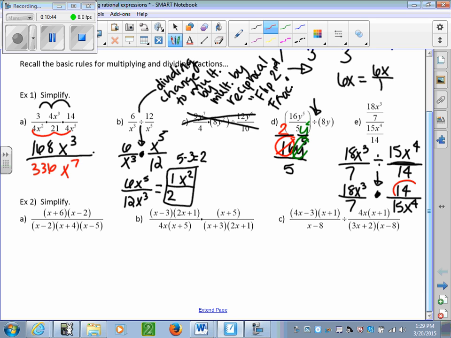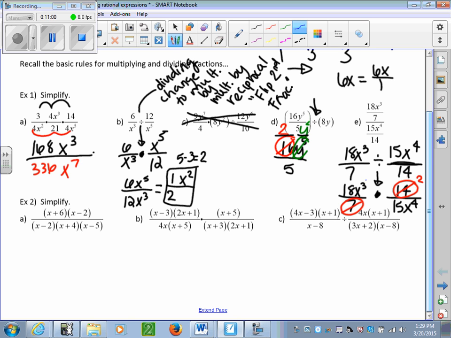So I see I have a 14 in the numerator here and a 7 in the numerator here. I know 14 divided by 7 is 2, so I know I can cancel those out, and it leaves me with a 2 in my numerator. Okay. I also, let's see if there's anything else.